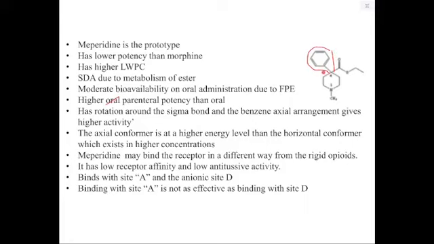It has these sigma bonds, and therefore this ring can rotate. When you look at morphine, five rings attached to each other make a very rigid structure, and therefore the structure cannot rotate. Meperidine has rotation around the sigma bond, and the axial benzene arrangement gives the highest activity because of its ability to bind the receptor. The axial conformer is at a higher energy level than the horizontal conformer, which exists in higher concentrations. So I hope you can follow that.